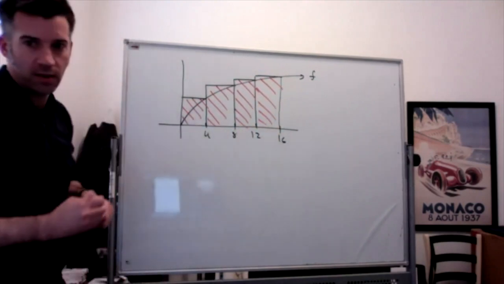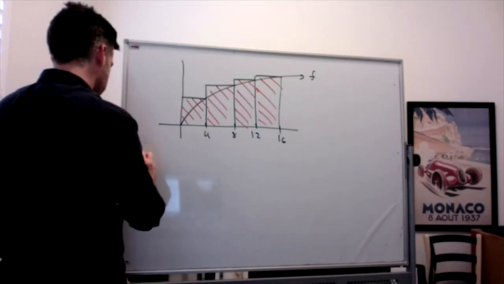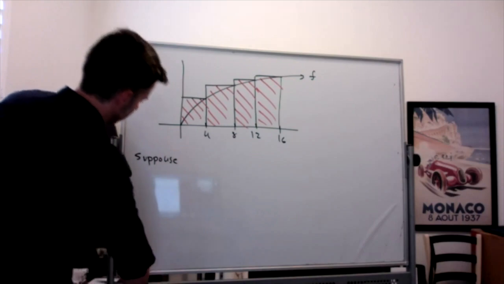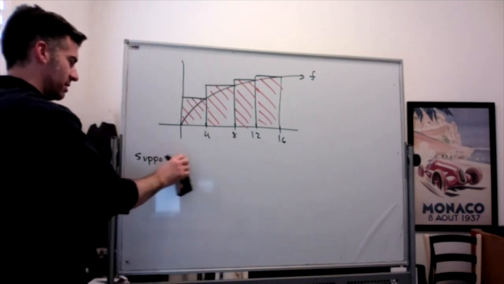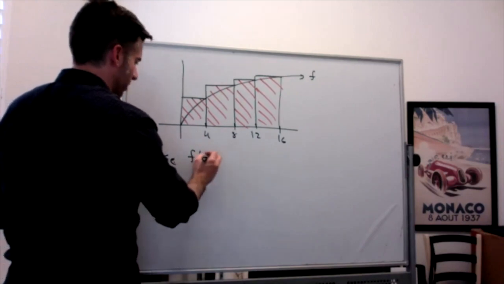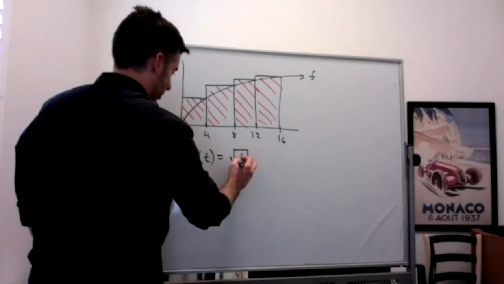Okay, so here's what I want to say. Suppose that our function, instead of being f of x equals the square root of x, is a function of time. It's still the same function, right? Still the square root of t.